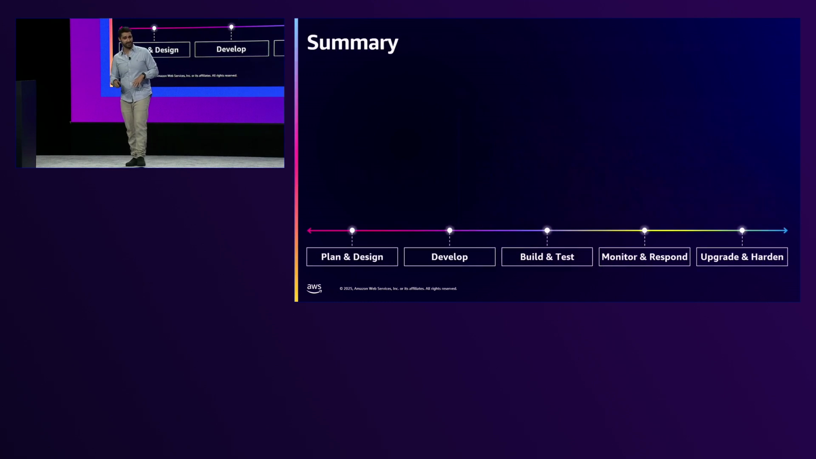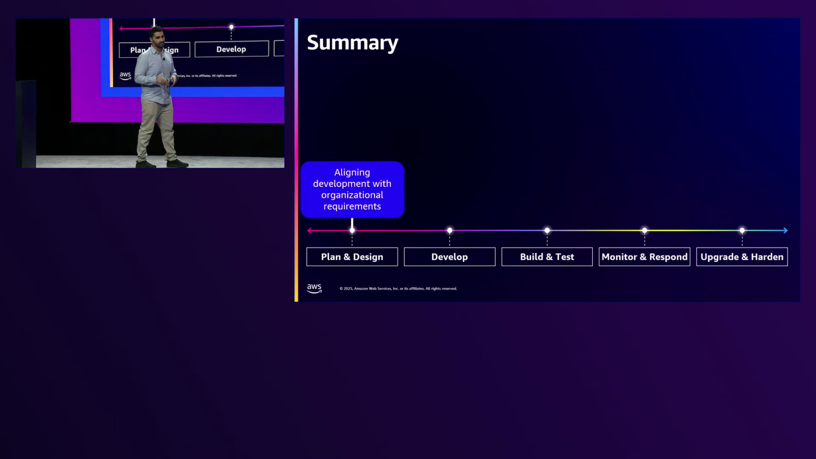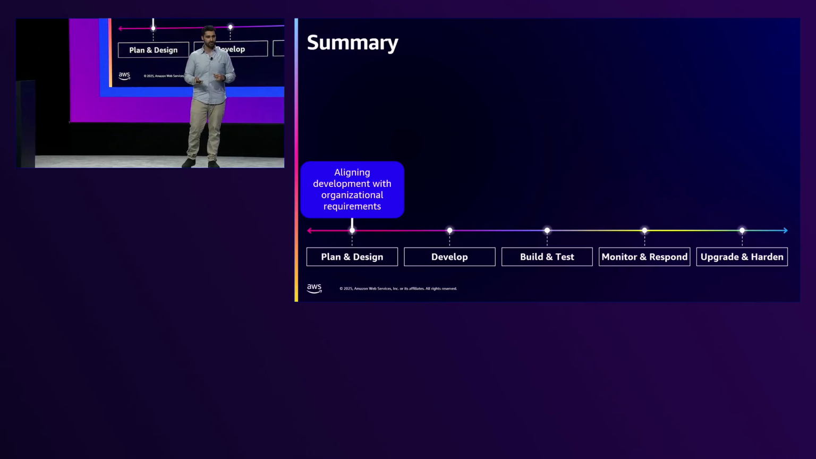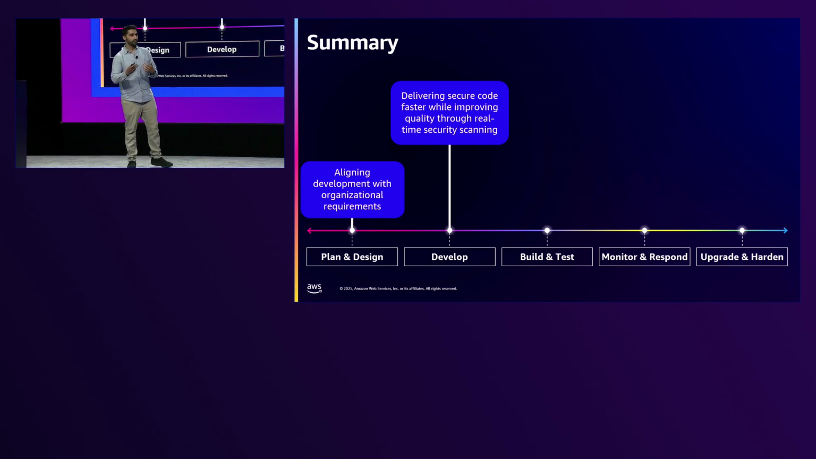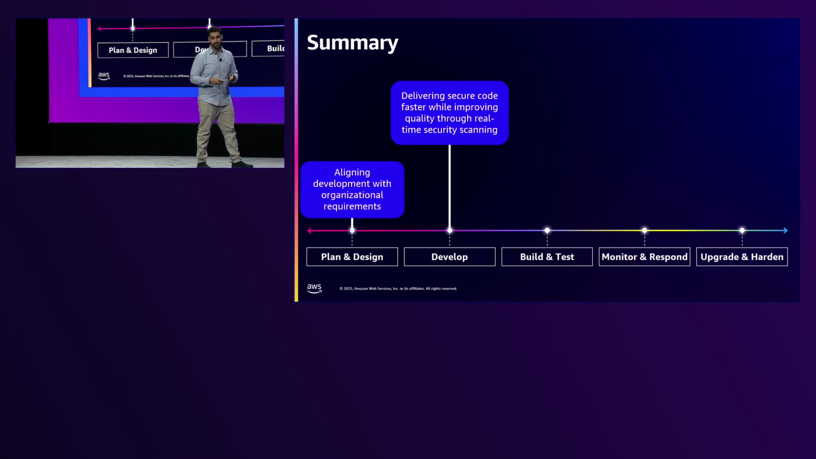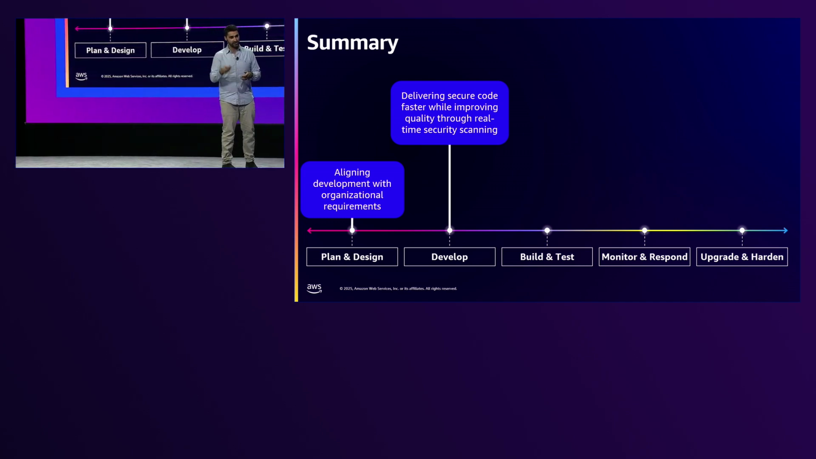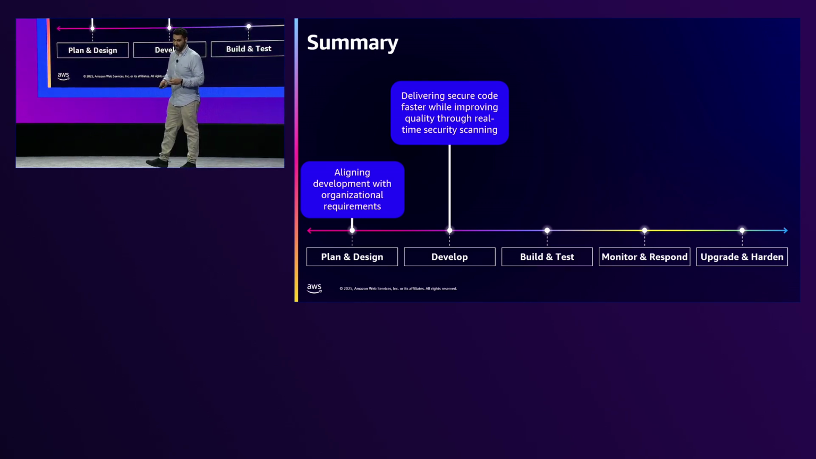Just to summarize what we discussed, we started from plan and design, and we saw how Q can help you align your security requirements early on in the software development lifecycle, integrating with your wiki pages, running threat analysis, helping your developers and security teams work better together. Then we saw how Q can work alongside your development teams and help them develop faster and more securely, with ongoing security scans in the IDE, code suggestions, and the review option that can run a security scan across the whole project. This is really powerful.